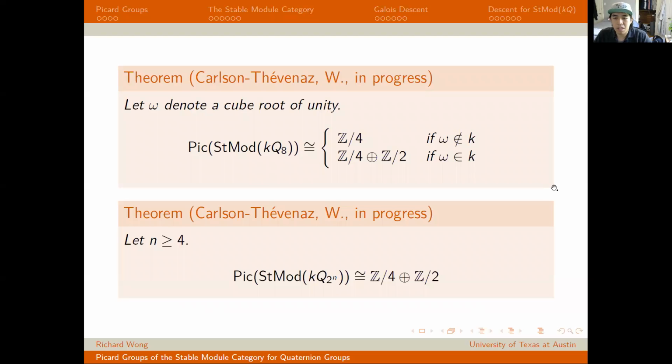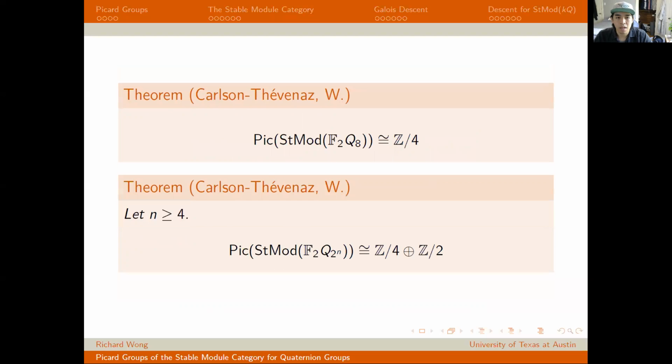These groups were originally computed by work of Carlson and Thévenaz using group cohomology and the theory of support varieties. However, work of Mathew and Mathew-Stojanoska introduced a new homotopical approach to this computation using descent methods and spectral sequences. In particular, I used their methods in the case of quaternion groups, and here are the results for the field F2 in particular. So I'll tell you about Picard groups, the stable module category, and then the computational tools that I use. At the end, I'll say a little bit about future directions for research.